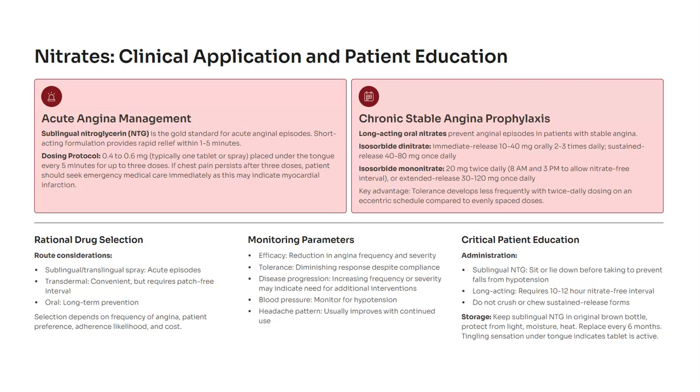We use this for acute angina. Sublingual is the gold standard for acute anginal episodes. They're going to get relief within 1 to 5 minutes. You're going to dose 0.4 to 0.6 milligrams. Typically, it's 1 tablet or 1 spray under the tongue every 5 minutes, up to 3 doses. If chest pain persists after 3 doses, they need to seek emergency medical care immediately because they may be having a myocardial infarction. So that's a part of your education.